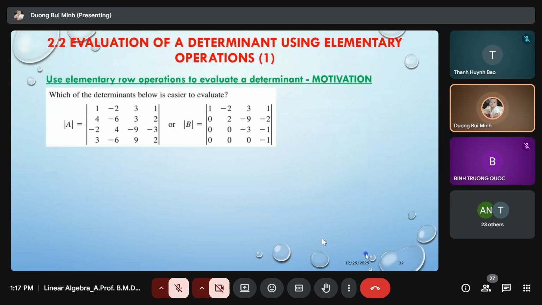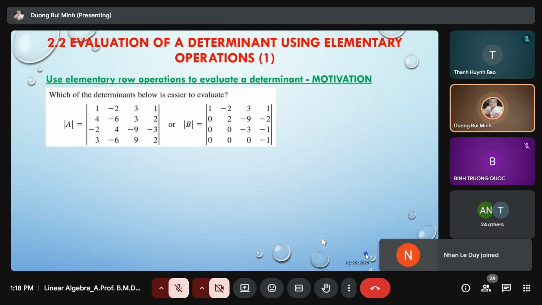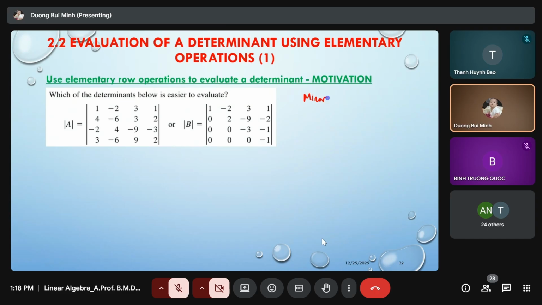Anyway, on Monday we discussed how to calculate the determinant according to minors and cofactors, right? You should remember that if we would like to calculate a determinant, theoretically we need to calculate minors M_ij and cofactors.